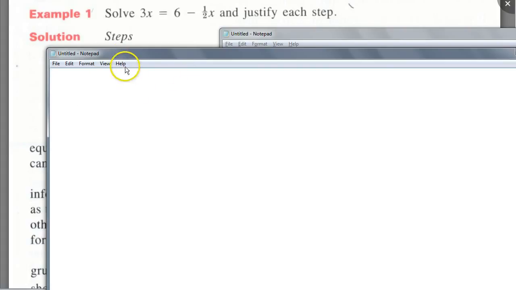So you guys remember doing something like this? They say solve this. Of course, we all know how to solve this simple equation, but do you know how to justify each step using all the properties that we learned in algebra?